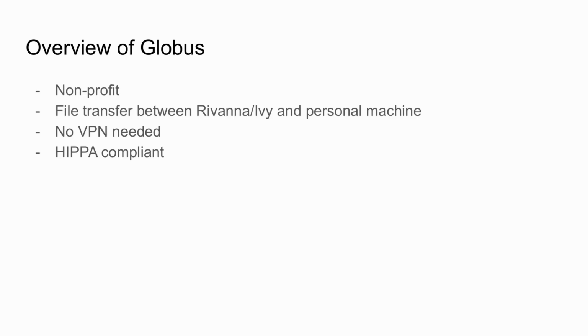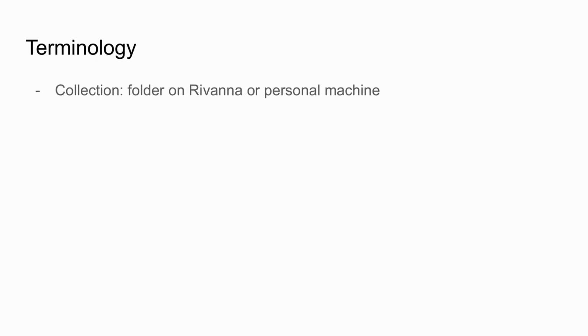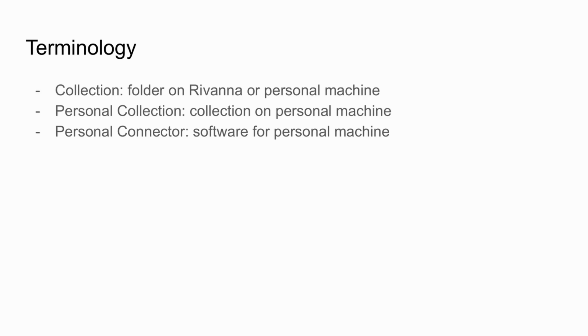Now let's go over some basic Globus terminology. A collection refers to a computer server or folder containing data. A collection can exist on Rivanna or your personal machine. Your personal collection is a set of folders on your local computer. Globus starts with a default set of folders, but you can add more. The personal connector is a software package that you install to your local computer. It runs in the background and manages transfers to and from that computer.